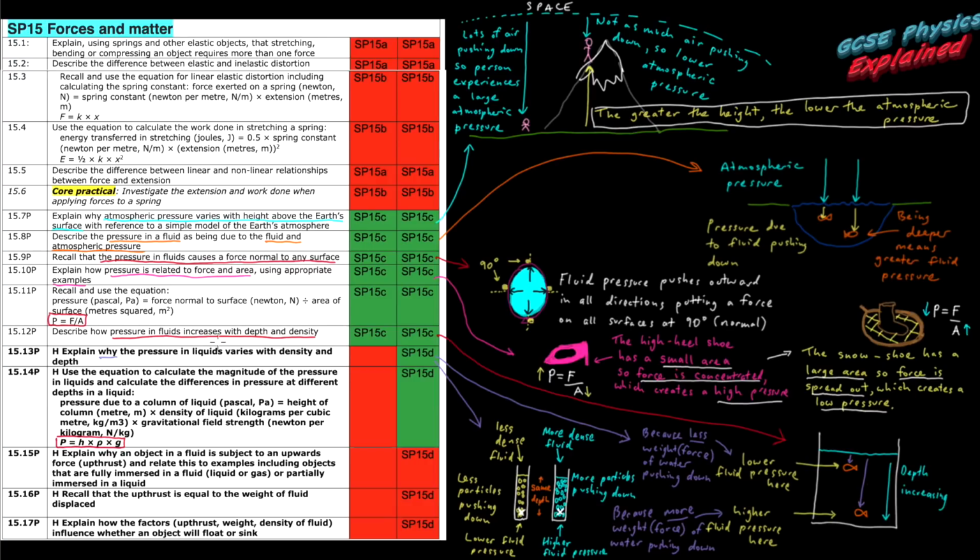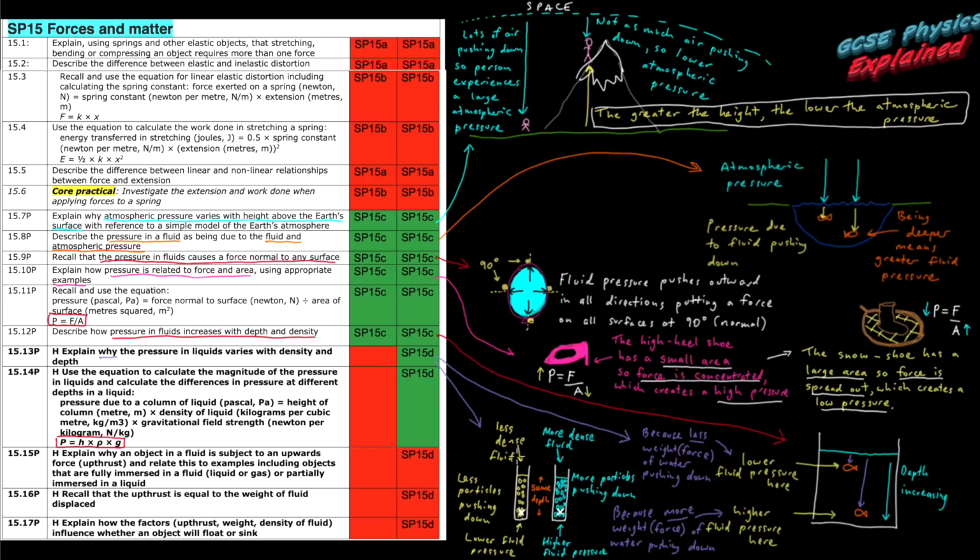Describe how pressure in fluids increases with depth and density. So in other words, the deeper that you go, you've got pressure increasing. You get a high fluid pressure at the bottom and you get a lower fluid pressure at the top. And the reason for that is because there's less weight or force of water pushing down if you're close to the surface, and you get a higher fluid pressure at the bottom because there's more weight or force of water pushing down on you. Now what about density?